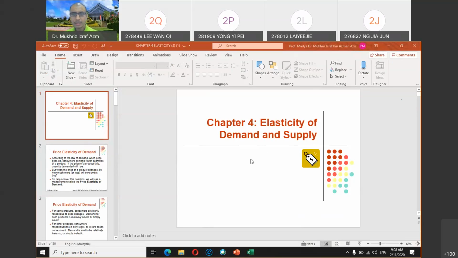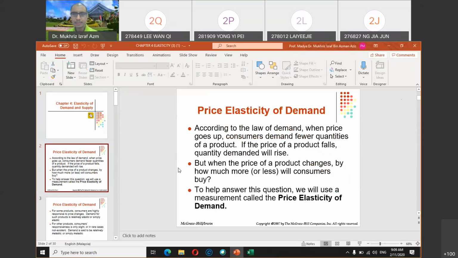If you are very sensitive, a small change in price will affect your demand. For the supplier, if they are very sensitive to any drop or increase in the price of the product, the producer will end up supplying more or reducing the supply. So elasticity basically measures how responsive consumers and suppliers are to changes in price, and how that affects quantity demanded and quantity supplied. That is the basic concept of elasticity of demand or supply.